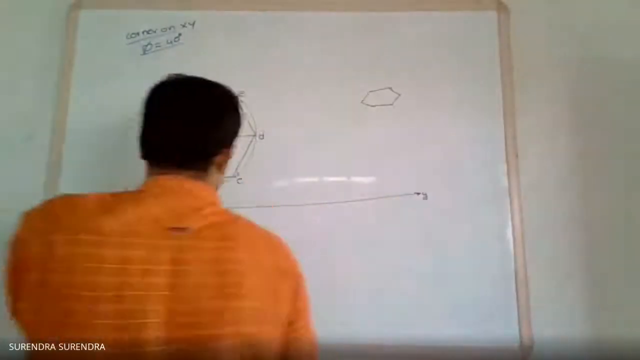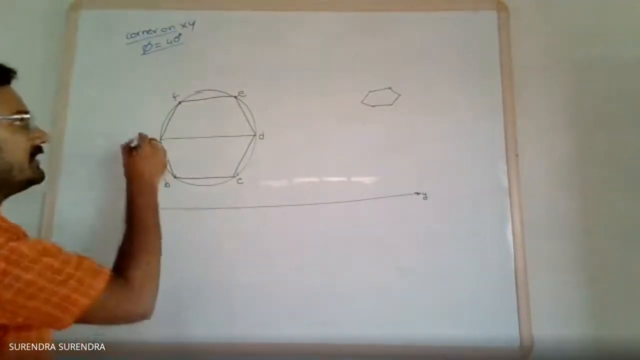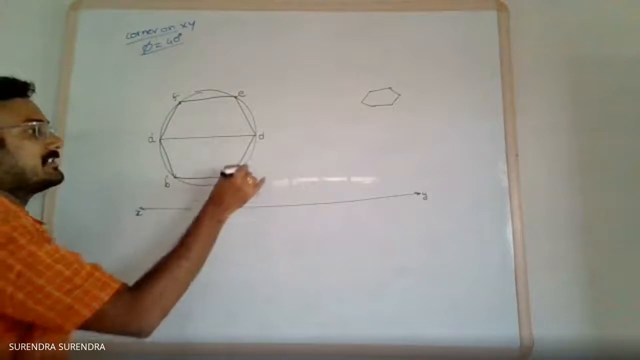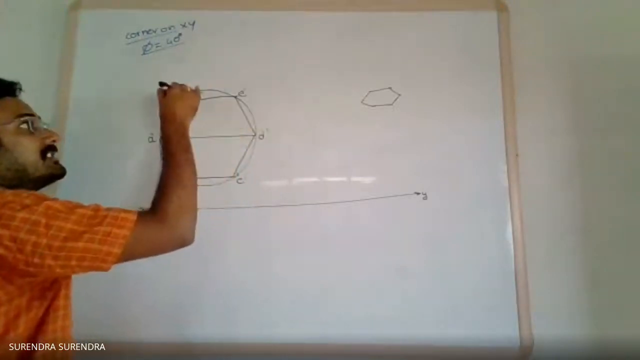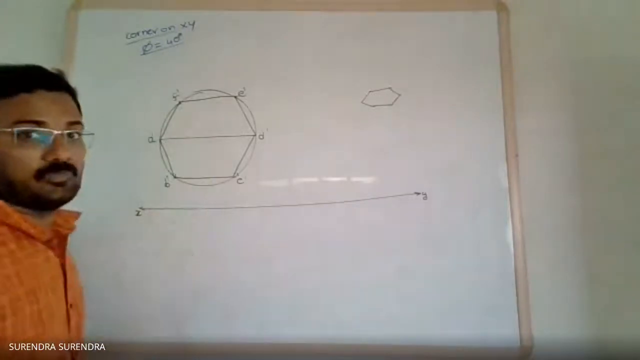But maintain the whole thing with a 2H pencil. As this is the front view, represent the points as A dash, B dash, C dash, D dash, E dash, F dash. Now, getting the top view.